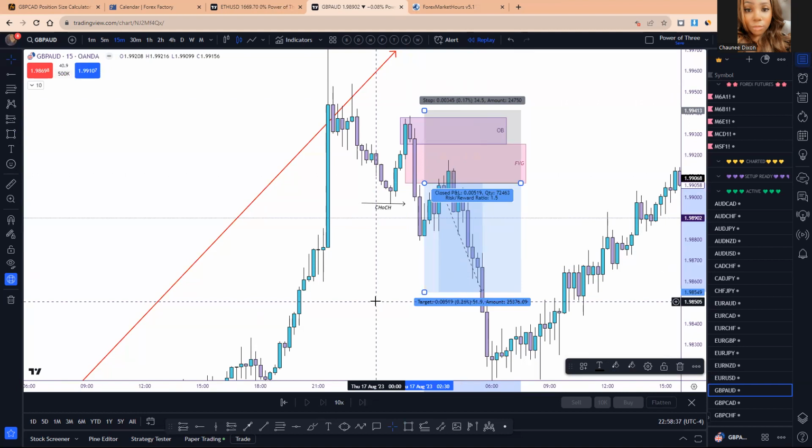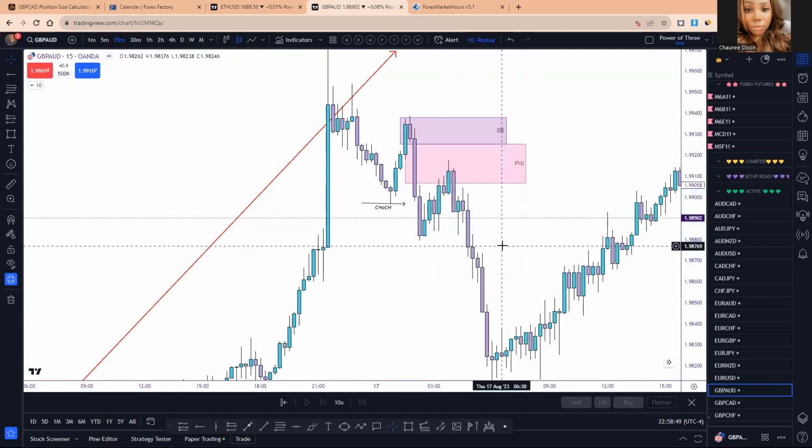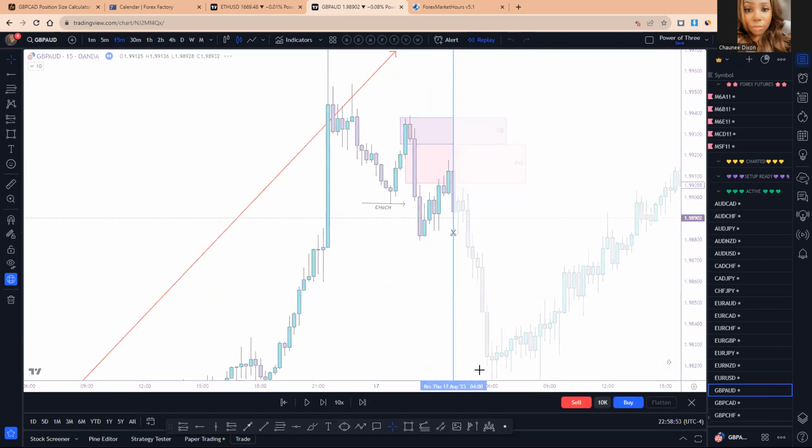Anybody remember? Anybody know? What do I do if the stop loss is too huge on my 15-minute? Yep, go down to the 5-minute. So I'm going to take this off. Actually, I'm going to try to rewind it so it'll make more sense.